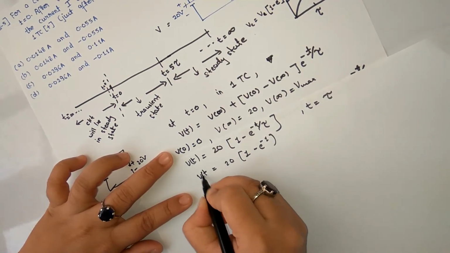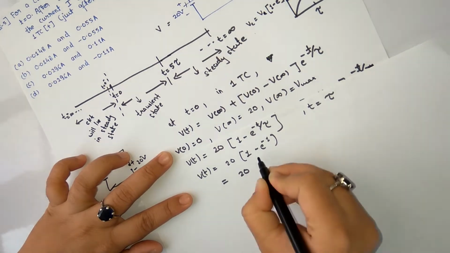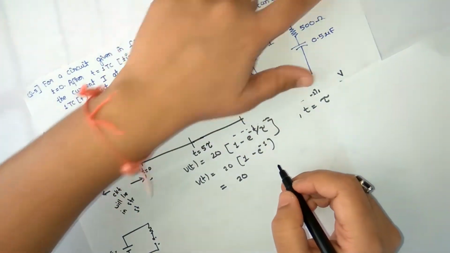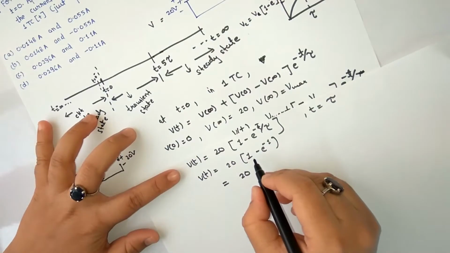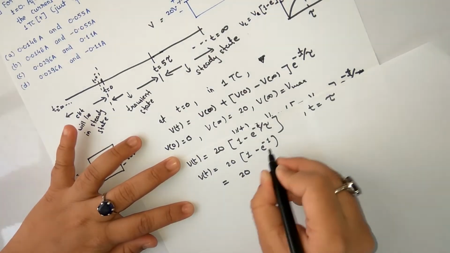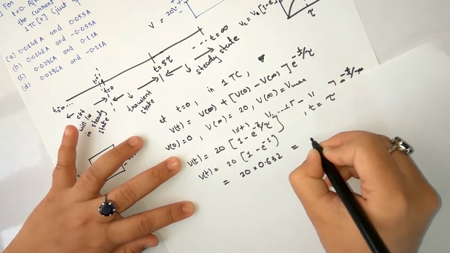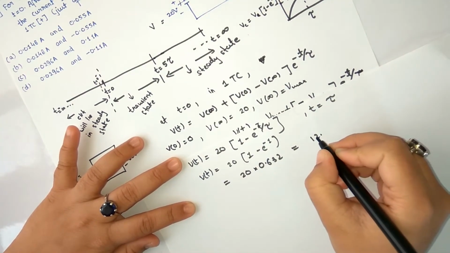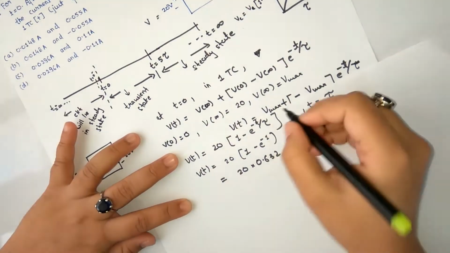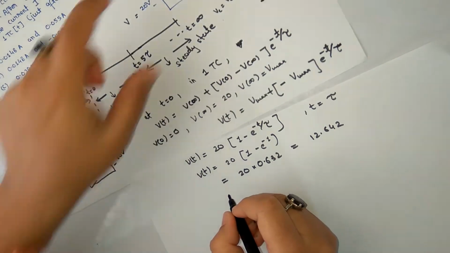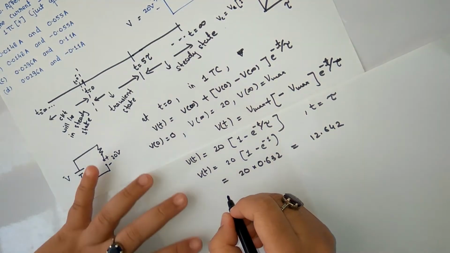So V of t will be 20, and they have already mentioned that e to the power minus 1 is 0.37. These are standard values, you should remember. So 1 minus e to the power minus 1 will be 0.632, and if you multiply this, you will get 12.642. Okay, now we need to find the current at t equal to tau minus.